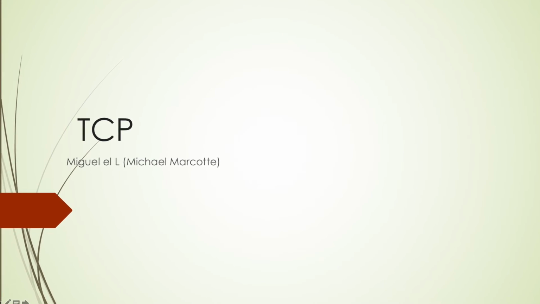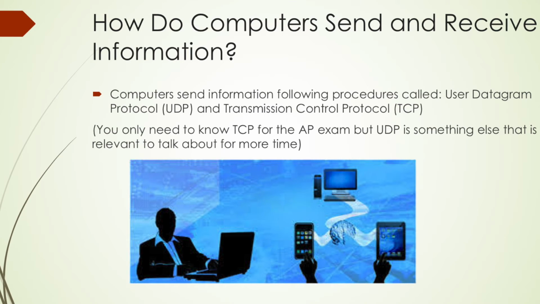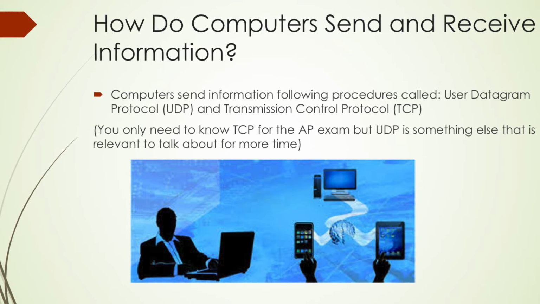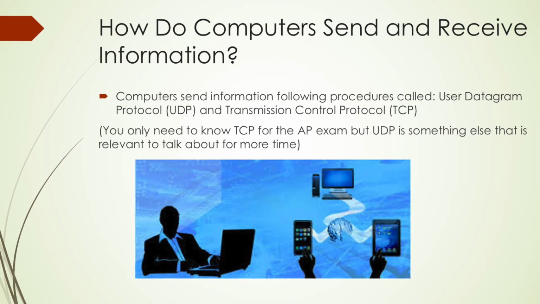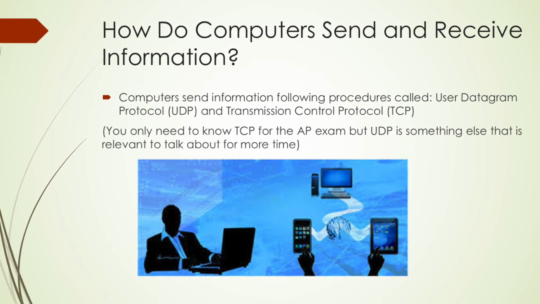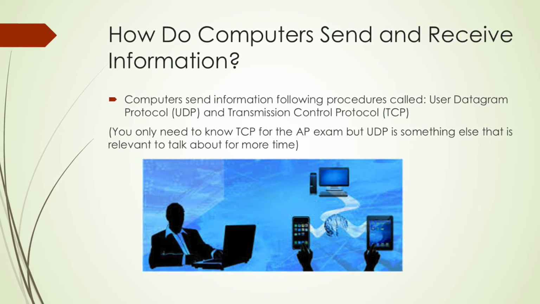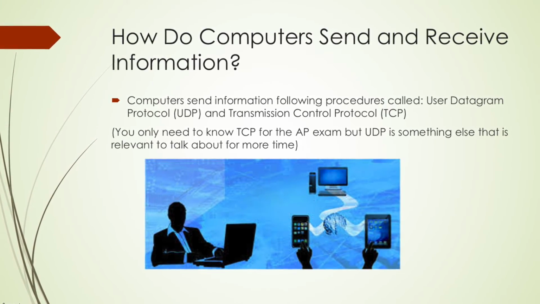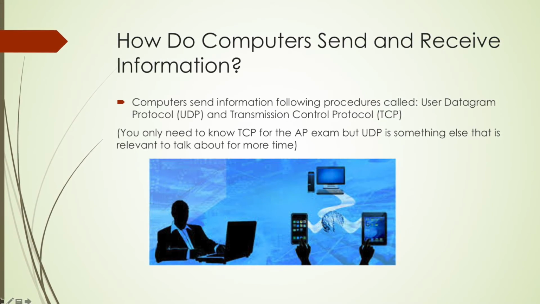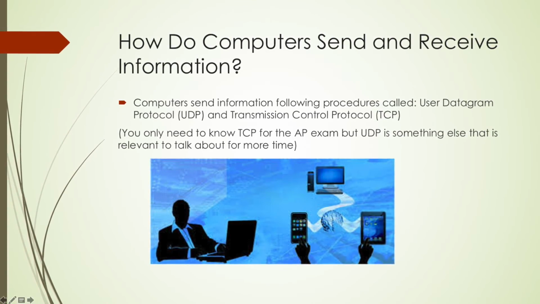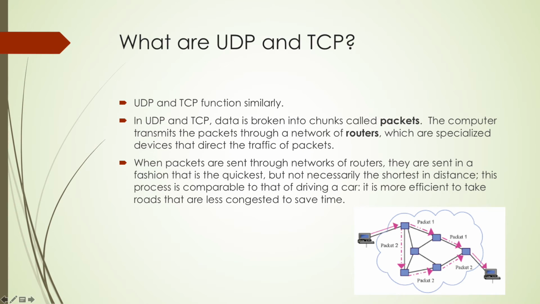So the next topic we're going to talk about is TCP. So how do computers send and receive information? Computers send information following a procedure called User Datagram Protocol, abbreviated as UDP, and Transmission Control Protocol, abbreviated as TCP. Also, you only need to know TCP for the AP exam, but UDP is relevant to this topic of discussion also. So, what are UDP and TCP?